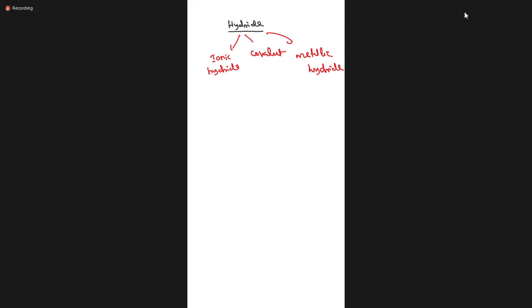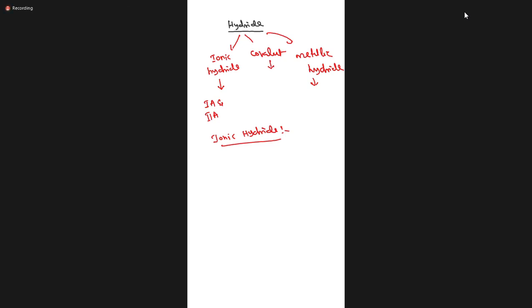Okay. Hydrides. There are 3 types of hydrides: ionic hydride, covalent hydride, and metallic hydride. Generally, first A group and second A group elements combined with hydrogen will form ionic hydrides. And the rest of the group elements, 13, 14, 15, 16, 17, 18, react with hydrogen to form covalent hydrides. Metallic hydrides means d block elements will give rise to metallic hydrides. Understood? What is the ionic first? Ionic hydride, please note this point.